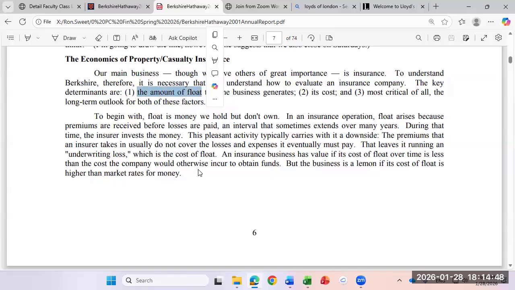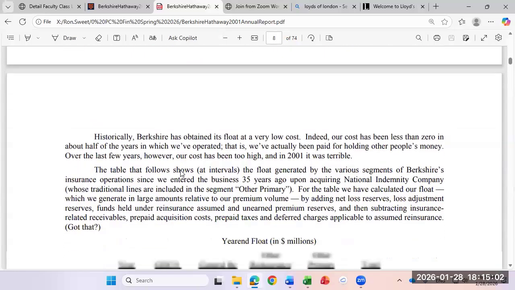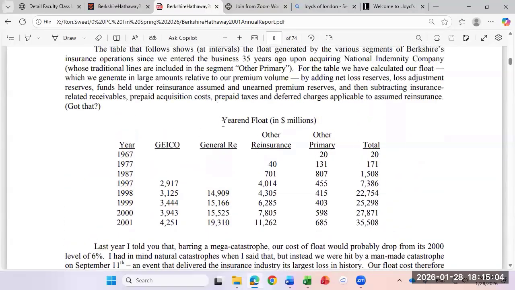So the amount of float. Now I want on your paper to state this. He doesn't clearly state it, but I'm going to tell you what he's saying. He's very, very clear. The amount of float is the reserves on their balance sheet. You can even see it on page 7. Right here, he's saying this is their float. This is actually their loss reserves on their balance sheet. That's what he calls float.